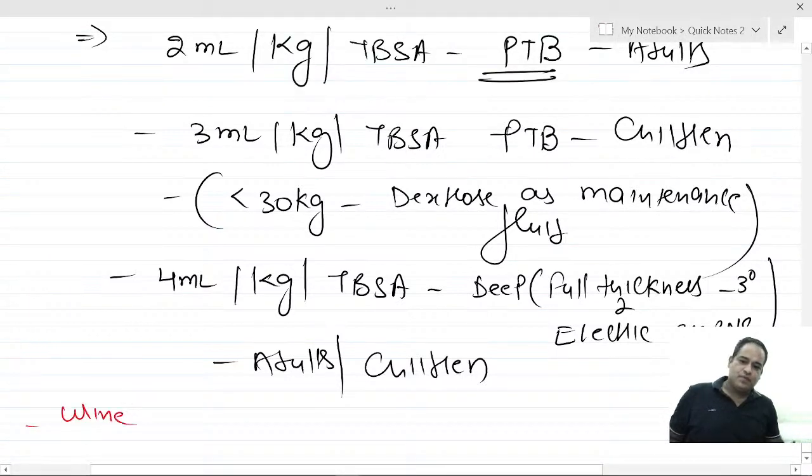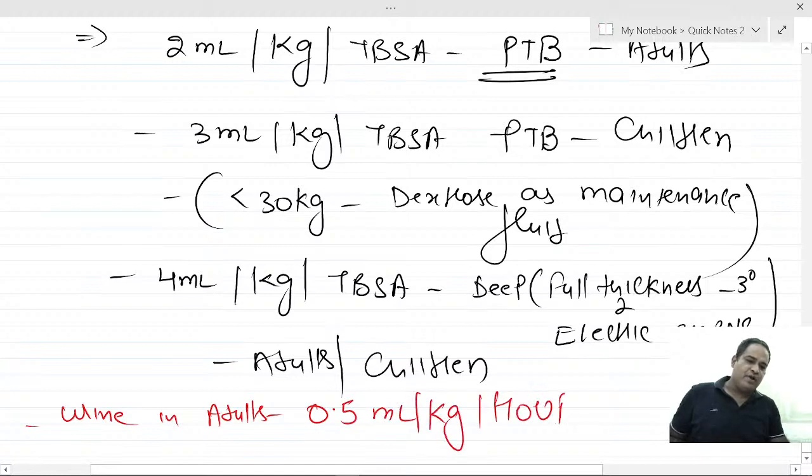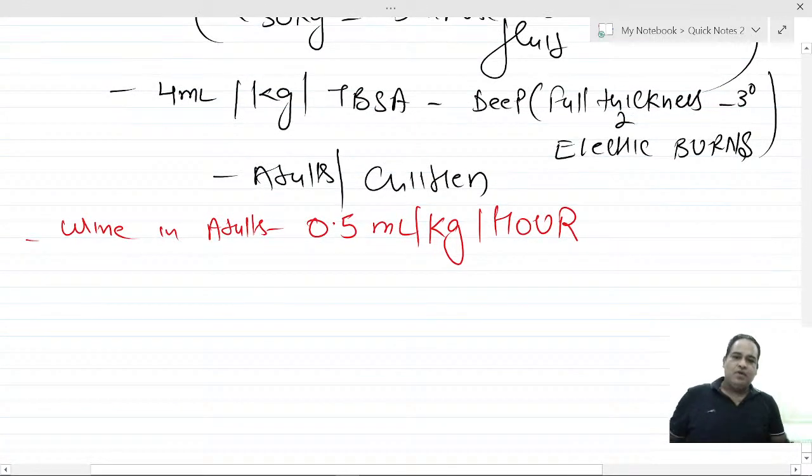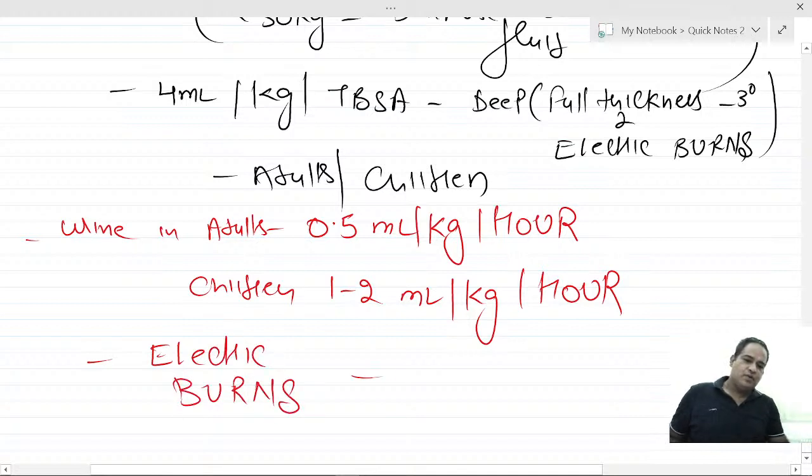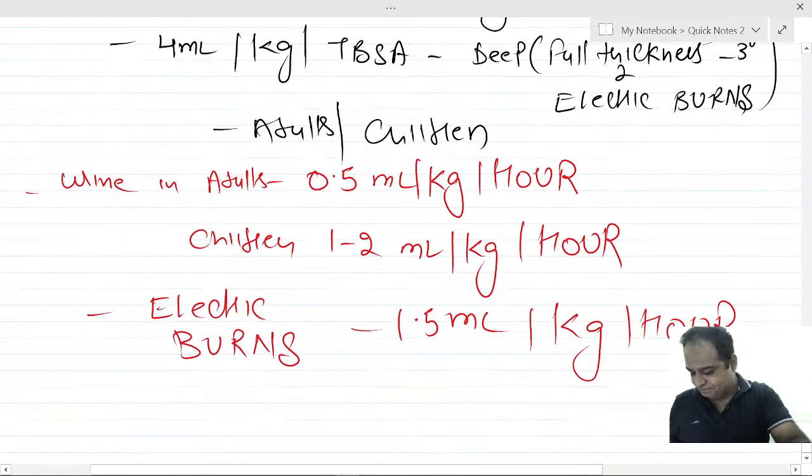Urine output in adults, minimum 0.5 ml per kg per hour. Urine output in children, minimum 1 to 2 ml per kg per hour. Urine output in electric burns, 1.5 ml per kg per hour. Fine.